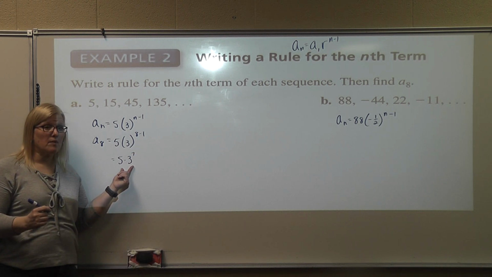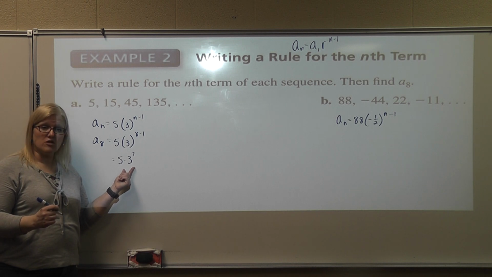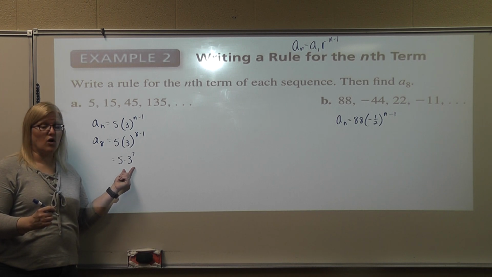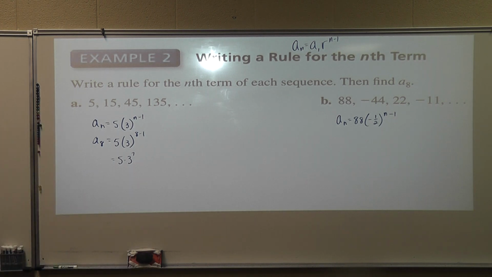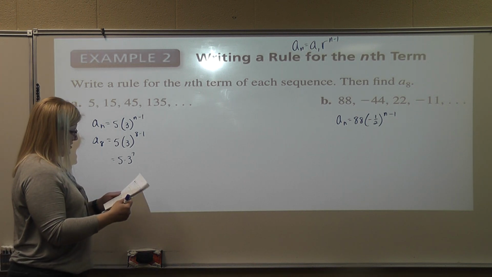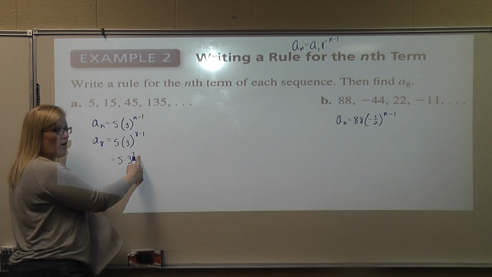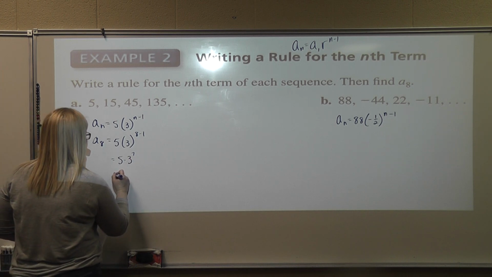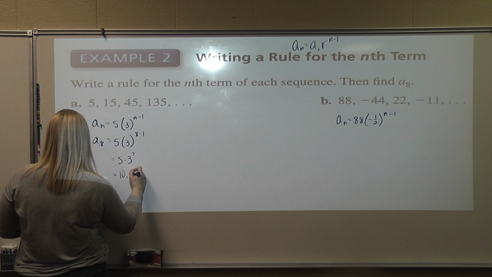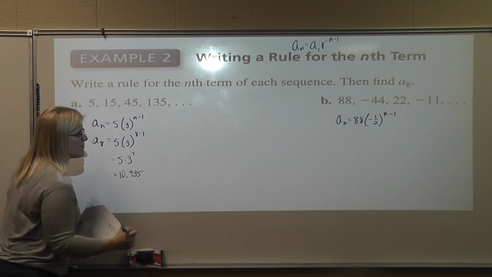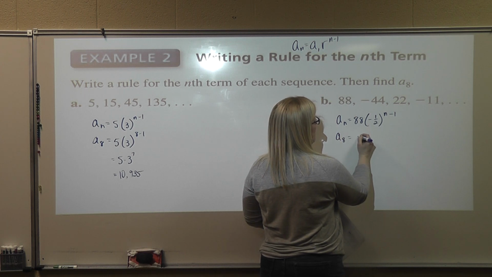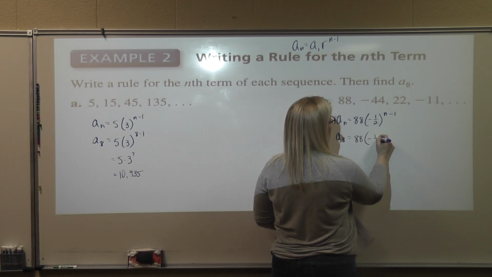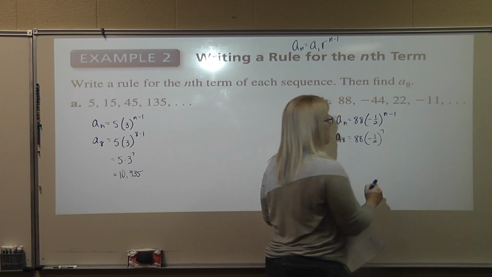Remember, you do not multiply 5 times 3 first. You don't. Order of operations, 3 to the 7th power is first. So what we have is 3 to the 7th power times 5 gives me 10,935. Okay, over here a sub 8 gives me 8 times negative 1/2 to the 7th power.